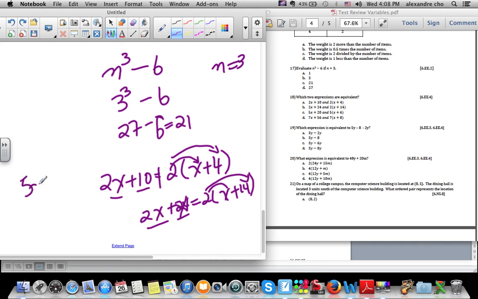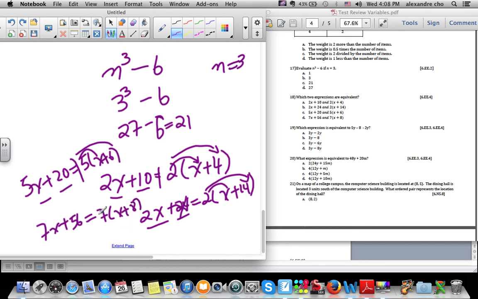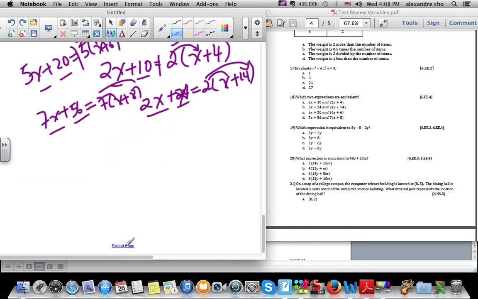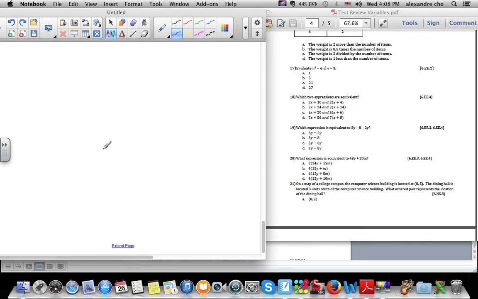5x plus 20. And they have 5 parentheses x plus 6. 5 times x is 5x. 5 times 6 is 30, but they have 20, so that's not true either. And hopefully the last one should be it. 7x plus 56 equals 7 times x plus 8. 7 times x is 7x, and 7 times 8 is 56. Good. Because we were running out of choices. So correct answer, D.